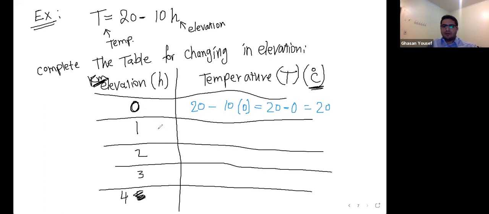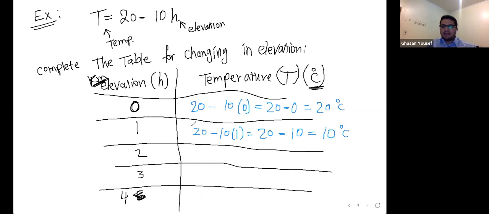For the second one, when the elevation is 1, what is the answer? Again, I plug the 1 inside this formula. So 20 minus 10 times 1, and 10 times 1 is 10. So 20 minus 10, and this is equal to 10, exactly 10. Same thing for 2.